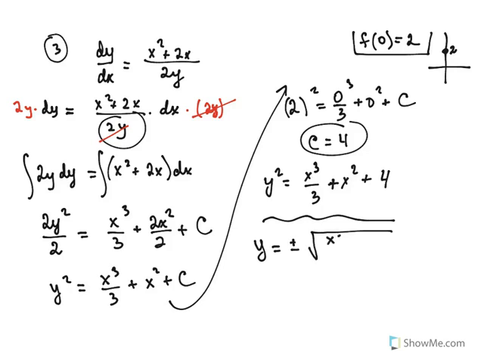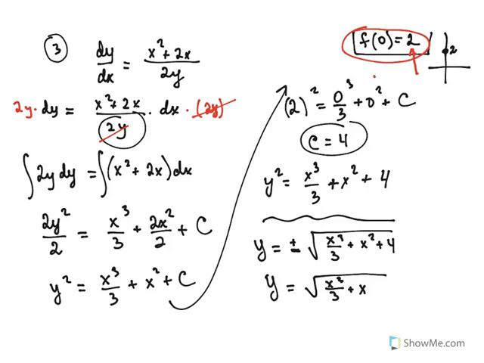Well, remember what I just told you a minute ago. I said, what is your initial value? The initial value is (0, 2). So the y value here is positive. So that means I'm not going to consider y equals negative the square root of all of that. I'm going to consider just y equals positive the square root of x cubed over 3 plus x squared plus 4. And that's going to be my final solution.